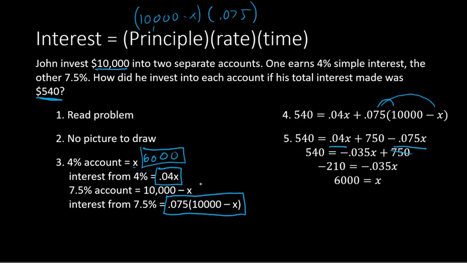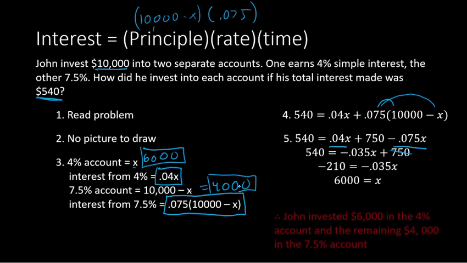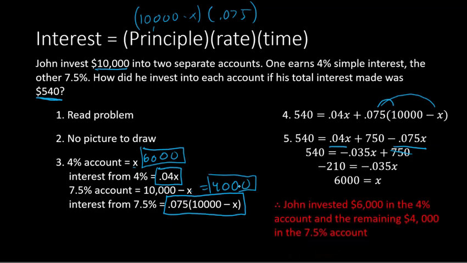Second unknown is we want how much was invested in the other account. Well, we know total it was 10,000. So we do 10,000 minus x, so 10,000 minus 6,000. That gives you 4,000 in the second account. So the answer is $6,000 in the first account and then $4,000 was invested in the second account.